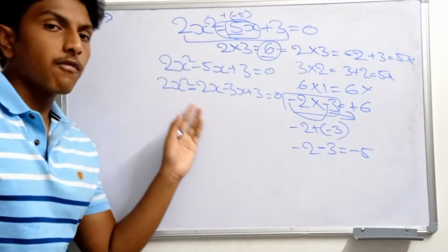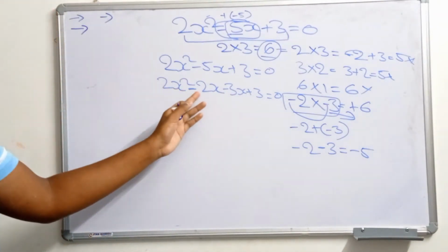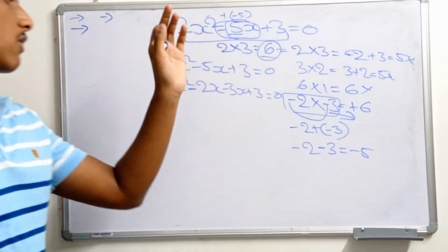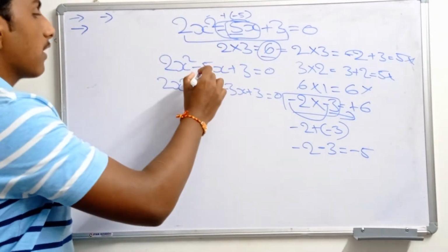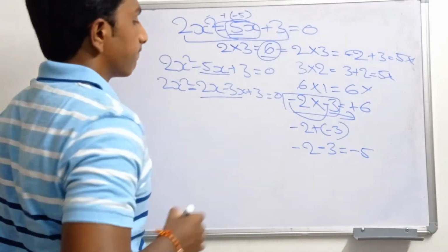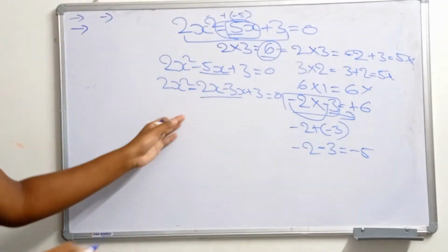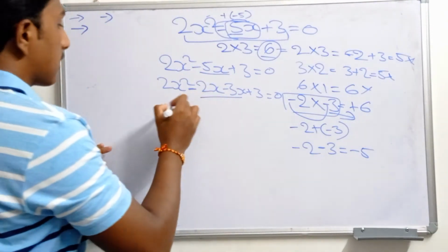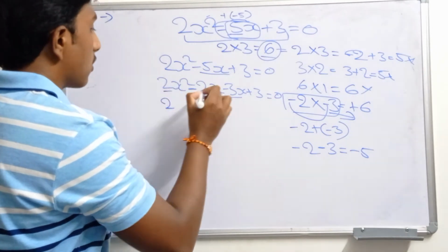Guys, are you comfortable with this? 2x² − 2x − 3x + 3 = 0. That means −5x has been split in this way. I have included signs also. That means you can take 2x as common here, because 2 is common in this.